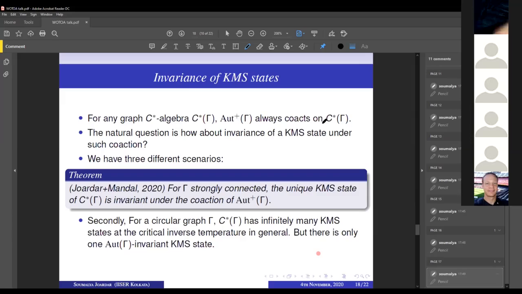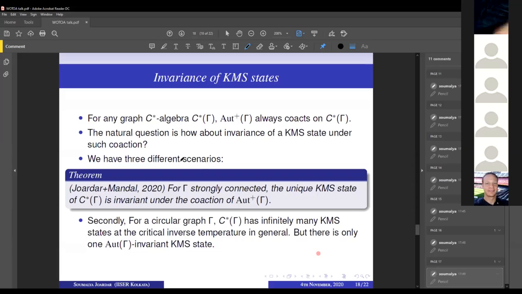So once we know that, then it makes sense to talk about the invariance of a KMS state under such a coaction, right? There are plenty of KMS states we know for graph C*-algebras. It is quite different from the Cuntz algebras, in that we have plenty of KMS states. So now it makes sense to ask about invariance of such KMS states under some natural symmetry: the underlying group symmetry of the graph will coact on C*(Γ), and also the underlying quantum symmetry of the graph will coact on C*(Γ). So what can we say about invariance of KMS states?